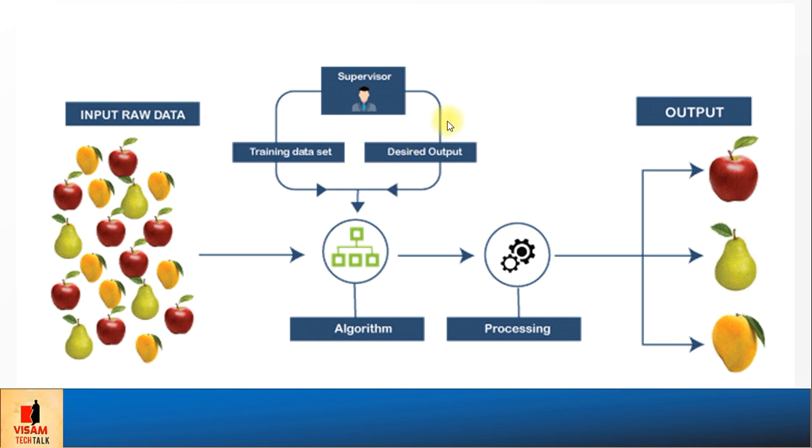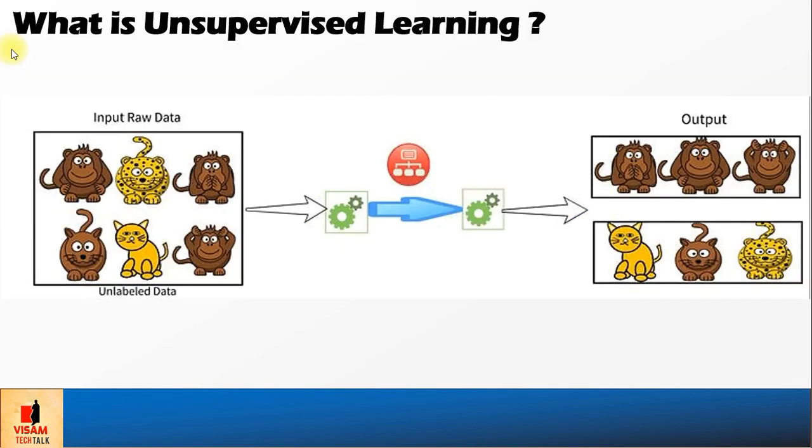So before going further, finally we can understand here, right? Supervised learning takes the raw input, and with the help of a supervisor, training data is given as input, and we give the respective output. With the help of the algorithm, it prepares a processing model and gives the output. This is what happens in supervised learning.